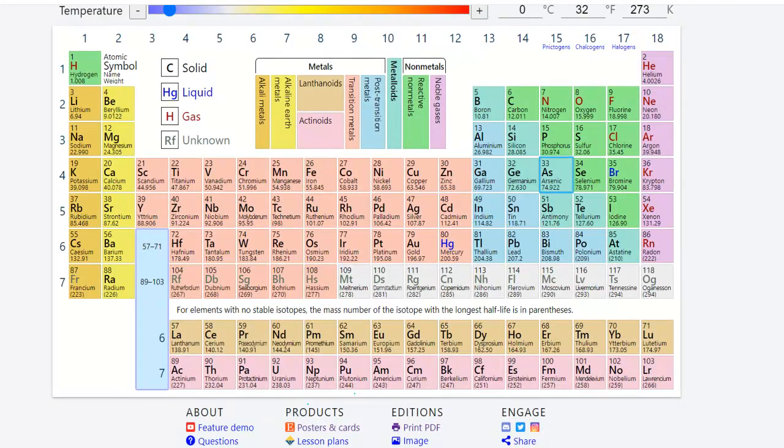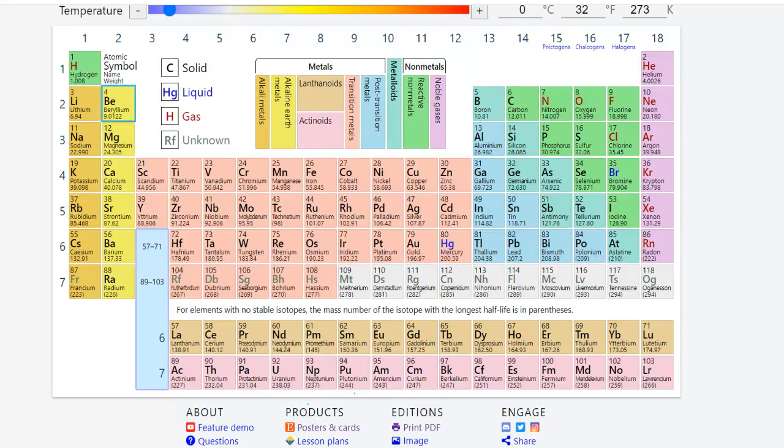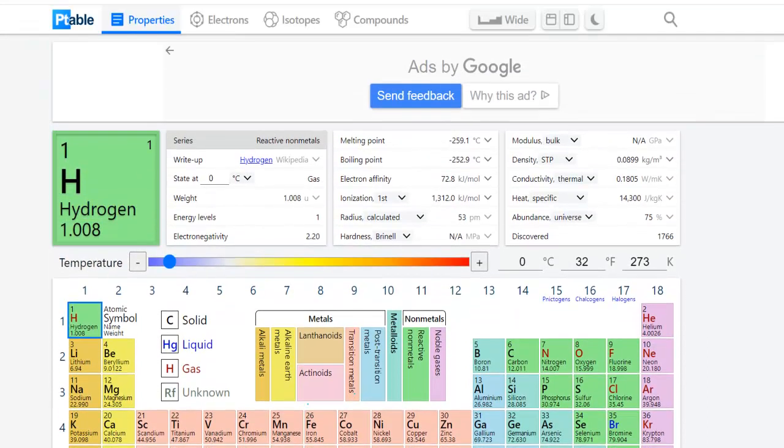This is the periodic table of elements. Each square here is an element. We said before that elements make matter, which means everything around us, everything that you see is made of these elements. So what you have here, you have a number on the top, a number at the bottom. There is a symbol, a letter, and the name of the element.